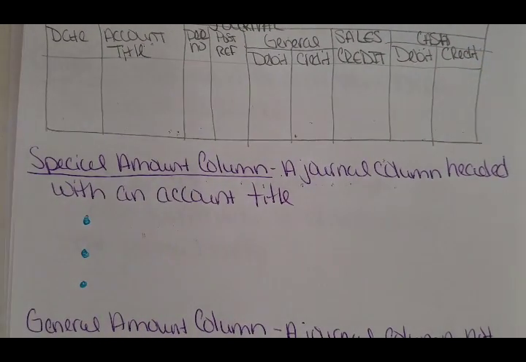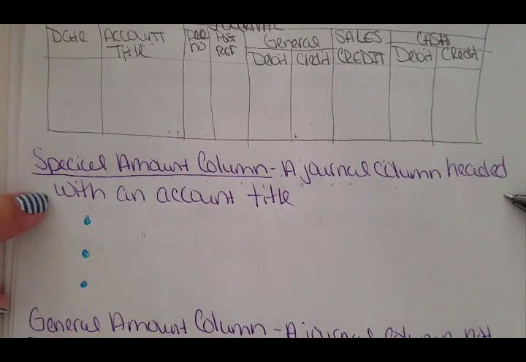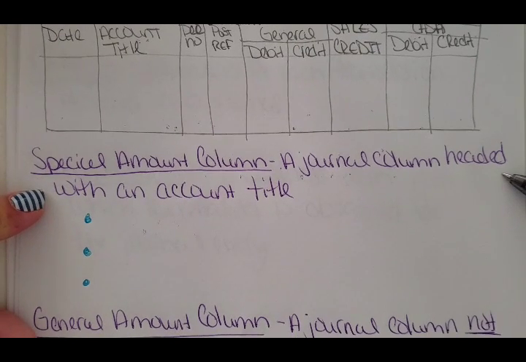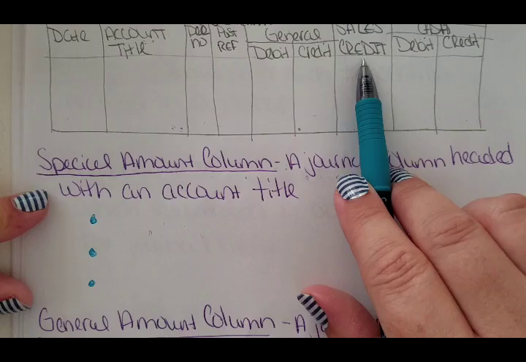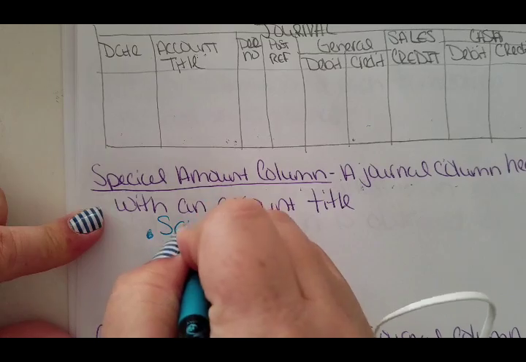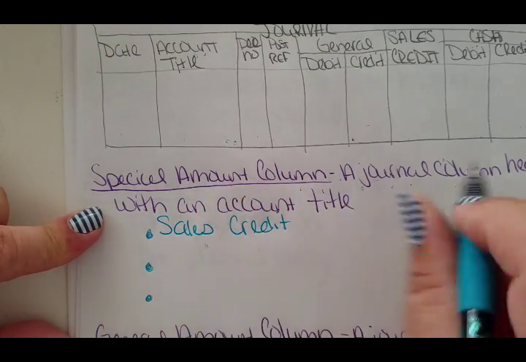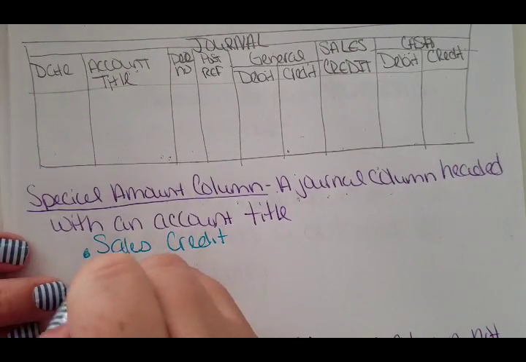So some definitions for you. A special amount column is a journal column headed with an account title. So it's any account that we are going to use a lot. We're going to put them in its own column so that we don't have to write it out every time we use it. So we're going to put our most common ones there. In our 5-column journal, our special columns are going to be sales credit, cash debit, and cash credit.